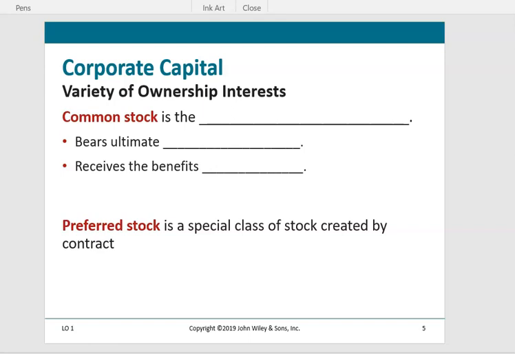We've mentioned that there's a variety of ownership interests. Here's two major types of ownership. Common stock. Common stock is the residual interest in a corporation, meaning whatever's left over when that company decides to end its business, whether voluntarily or involuntarily, whatever is left over after all of the liabilities are paid, or in other words, all of the creditors are paid out, the remaining interest or the residual interest goes to the common stockholders.